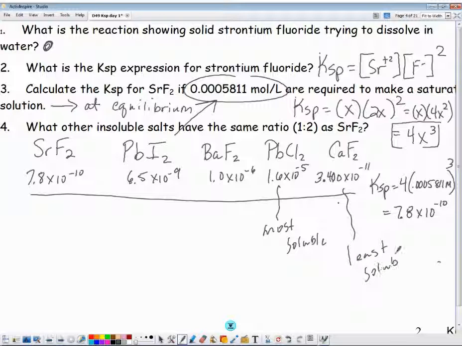Now, let me make a statement. The only reason I can do this is because they have the same mole-to-mole ratio. So on the OWL tonight, there's question number 2 that says, which of these can be compared to each other? They have to have the same mole-to-mole ratio to be able to compare them to each other just by looking at their KSPs. If they don't have the same mole-to-mole ratio, can you just look at their KSPs and pick the less soluble? No, they have to have the same mole-to-mole ratio. All right, 9 and 10.